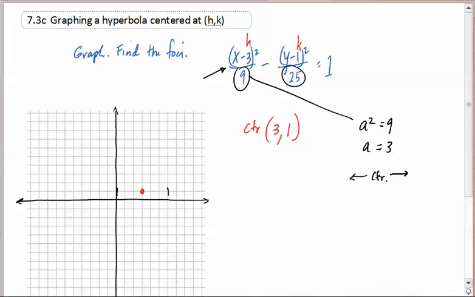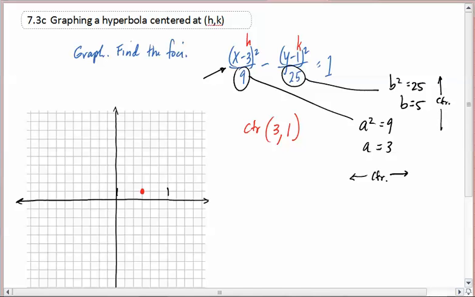Now we're going to take a look at this. This is my B squared. It's 25, so B is 5. So from the center, I'm going to go up and down 5. 1, 2, 3, 4, 5. There's my upper boundary. 1, 2, 3, 4, 5, down. My lower boundary. Now I'm going to make a rectangle, lightly with your pencil if you're working in pencil. So I'm using a light color.